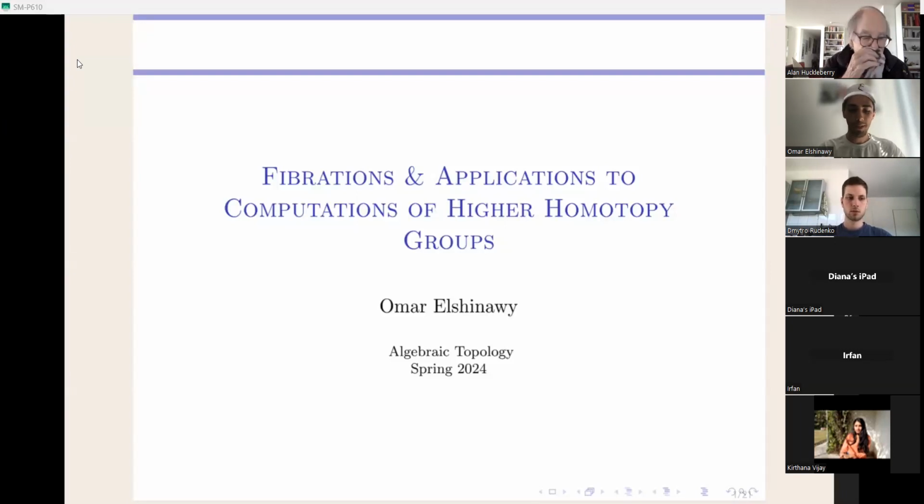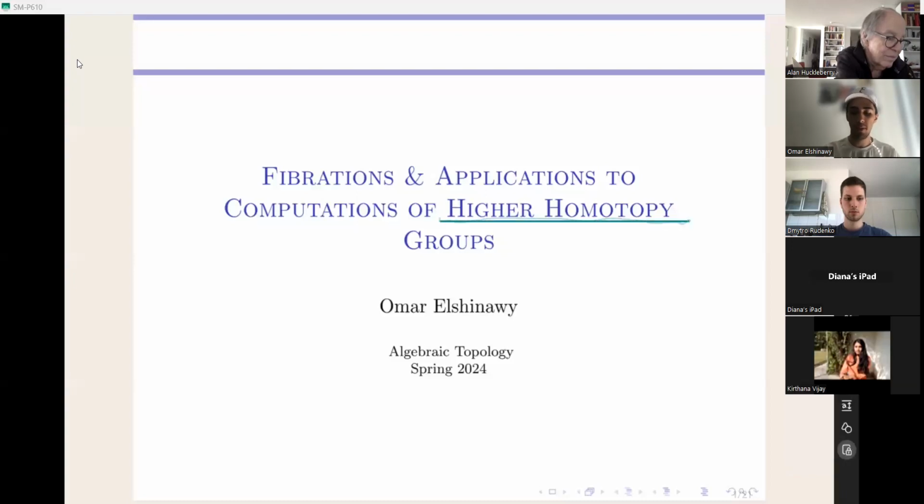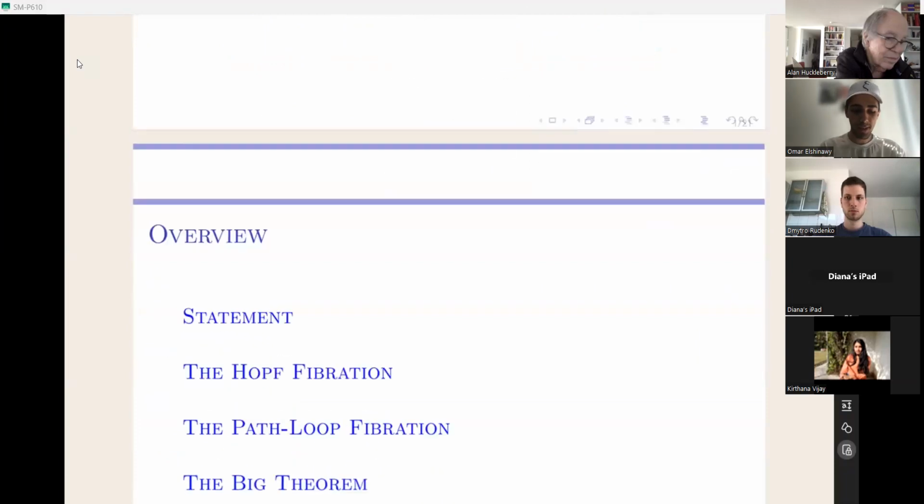So welcome everyone. Today we're going to talk about fibrations and their important influence in the world of homotopy groups. Usually, in comparison to homology, homology is easy. Homology is computable. We know how to work with it, but homotopy is kind of hard, and we will see that for ourselves.